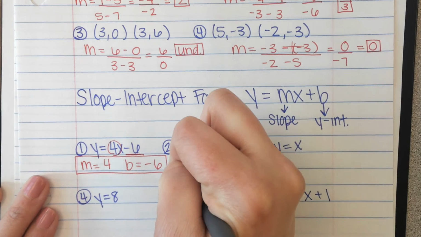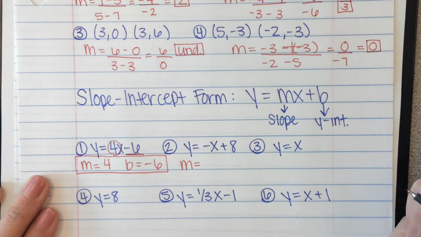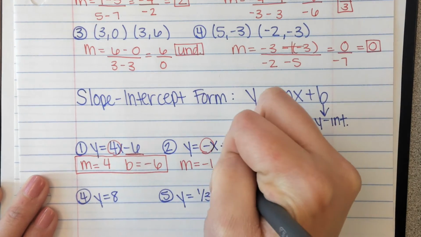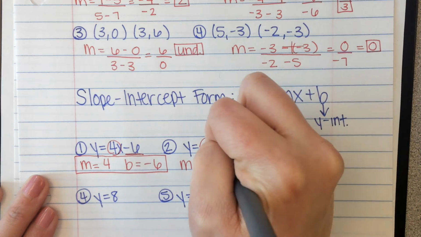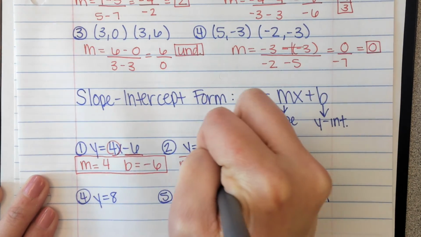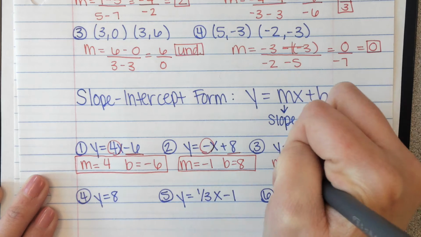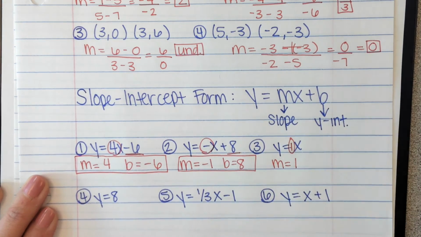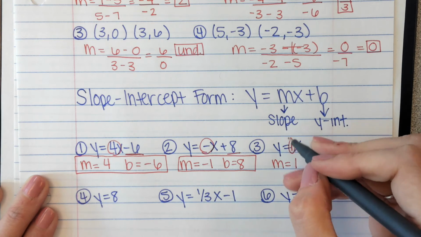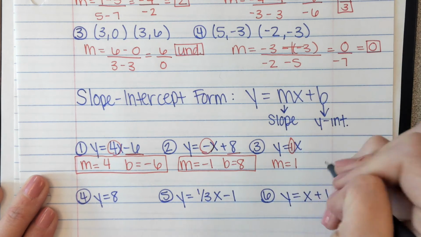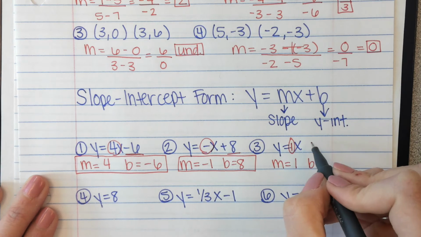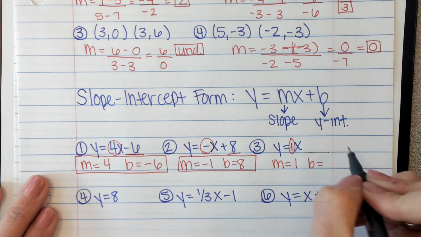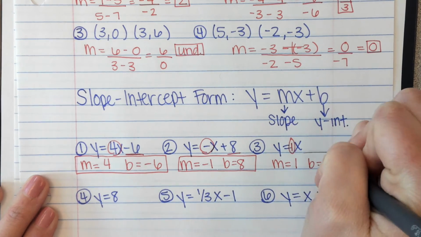Okay, let's check your answers. On number 2, m equals -1. B equals 8. Number 3, m equals 1. Okay, if there's an x, you know there's an understood 1 in front of it. And then b is, do you see anything being added or subtracted out here? No. So what's the placeholder? 0. Very good.